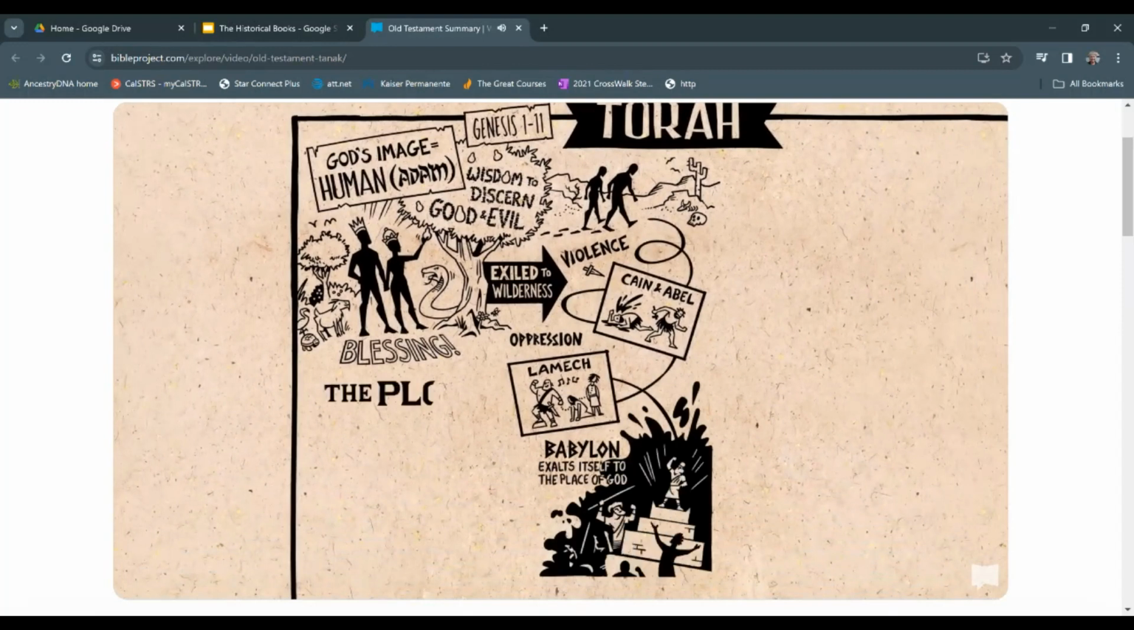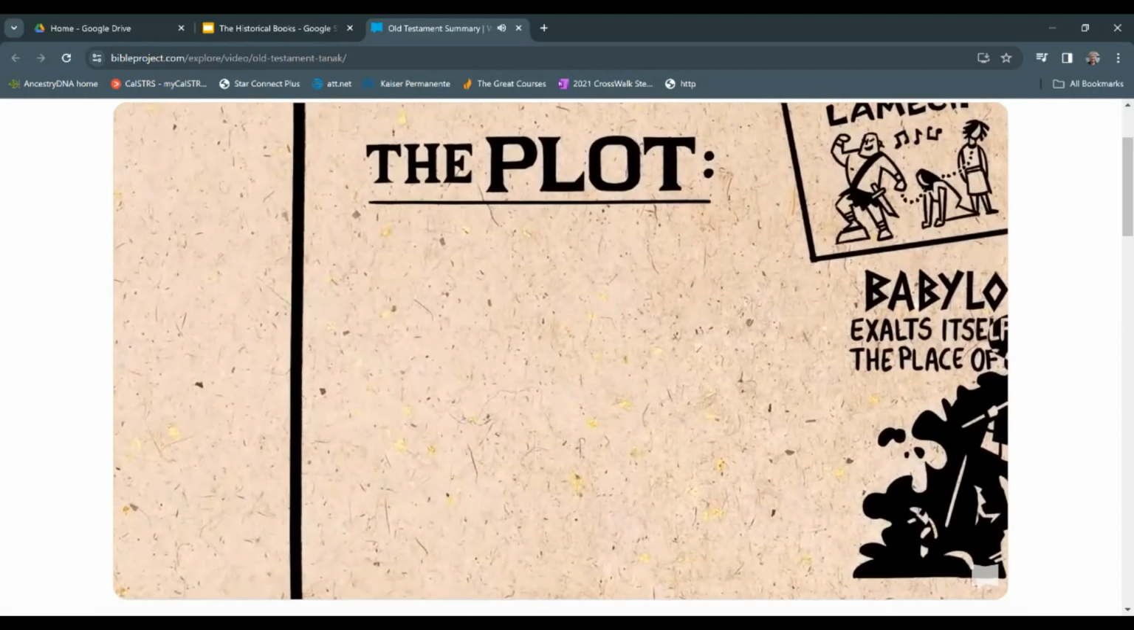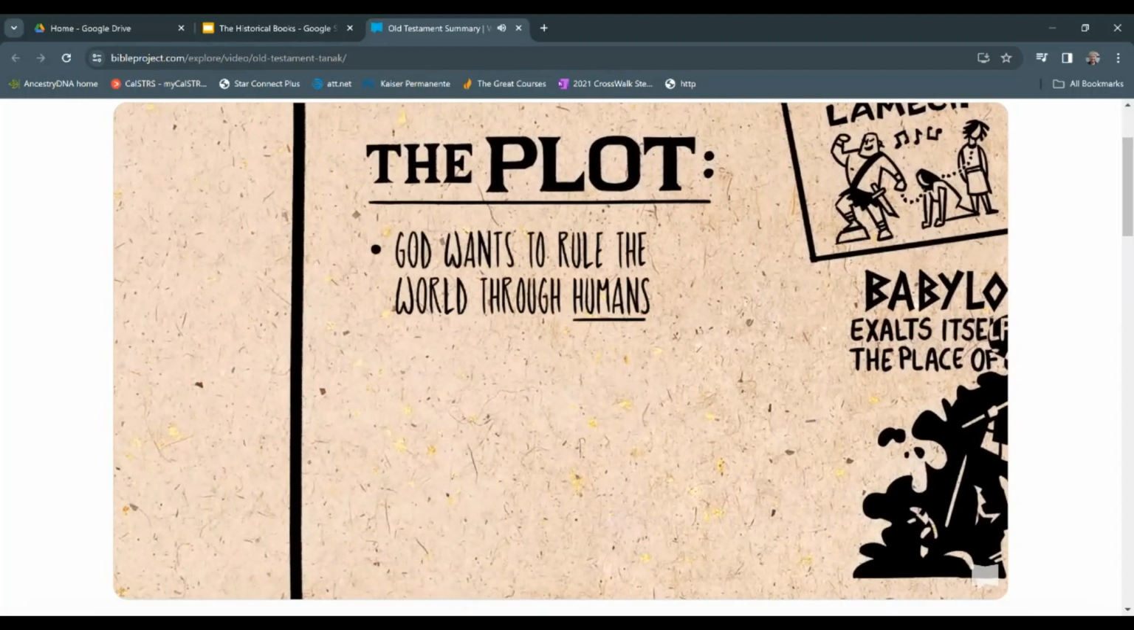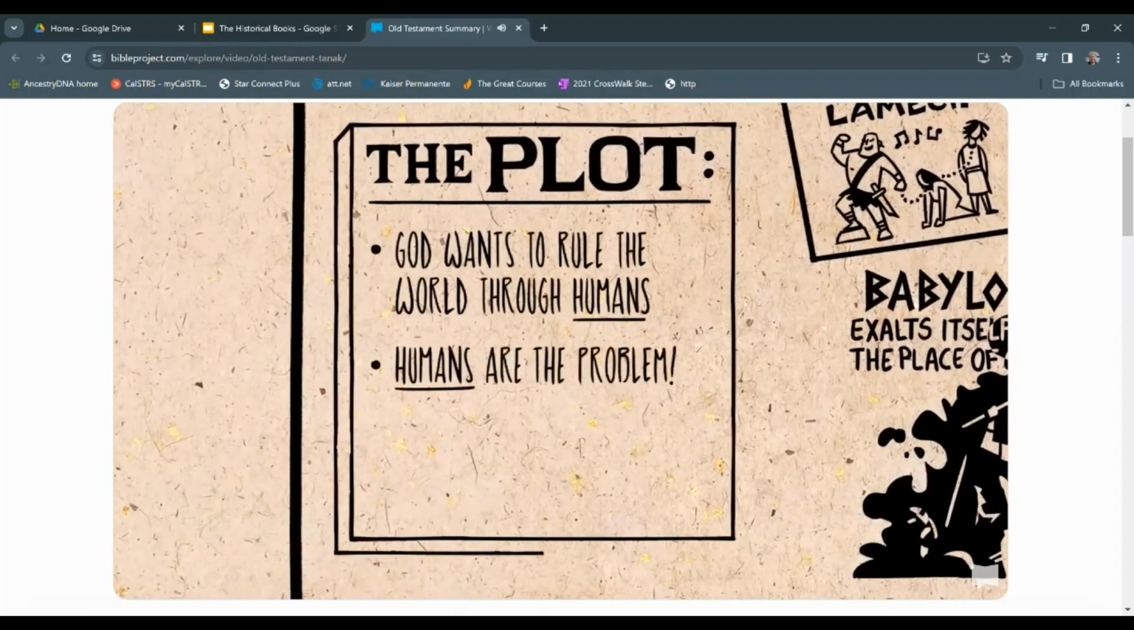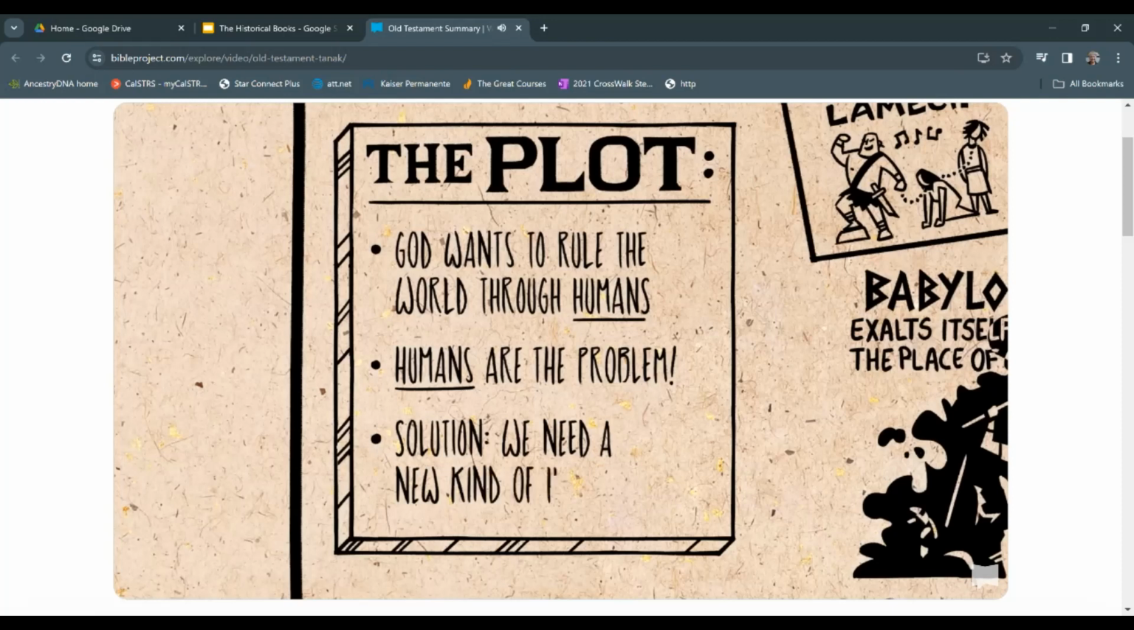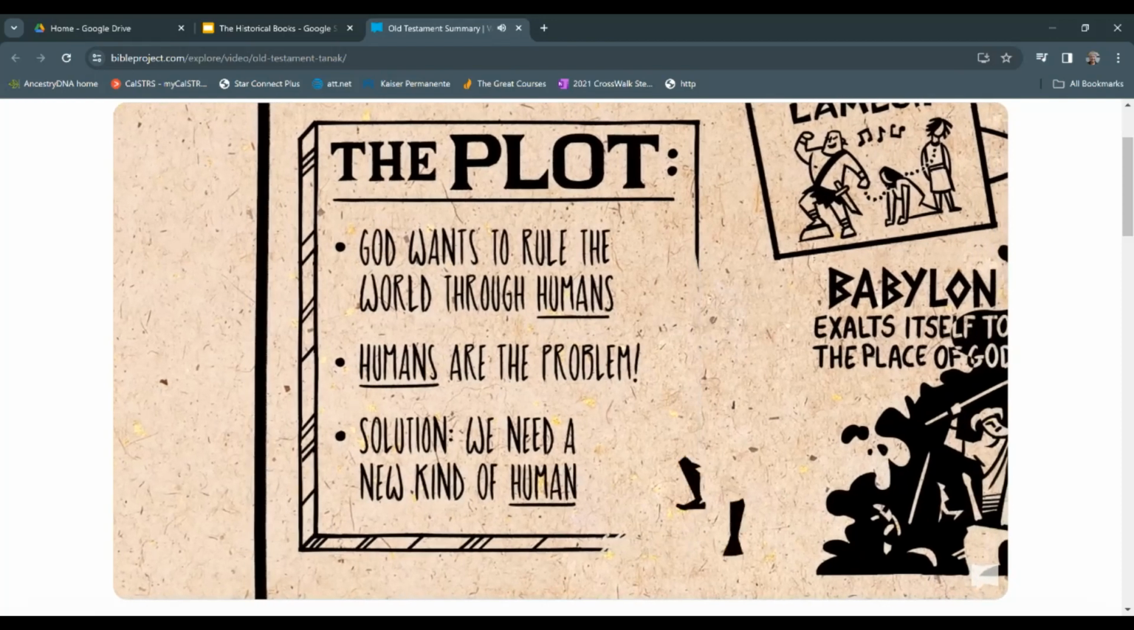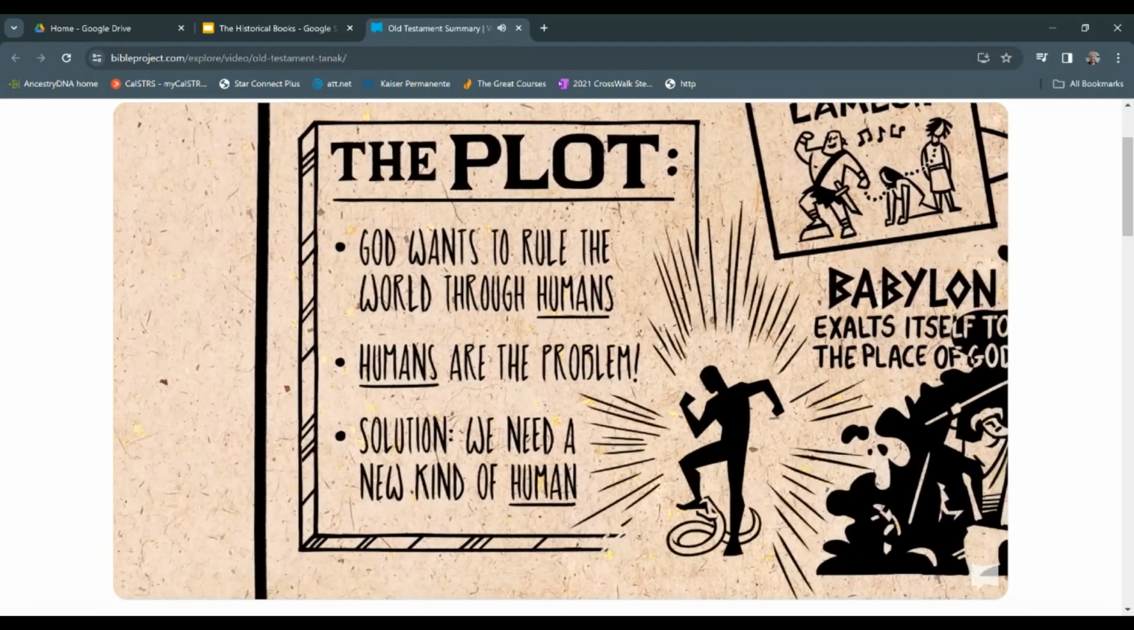And now the basic plot conflict of the whole Bible is set. God wants to bless his world and rule it through humans. But now, humans are the problem. They're under the influence of evil, they're stupid and short-sighted, and headed for self-destruction. And this is all a setup for God's solution. We need a new kind of human. And so God promises that a new human will come, who won't give in to the snake. In fact, he'll crush it and be crushed by it.